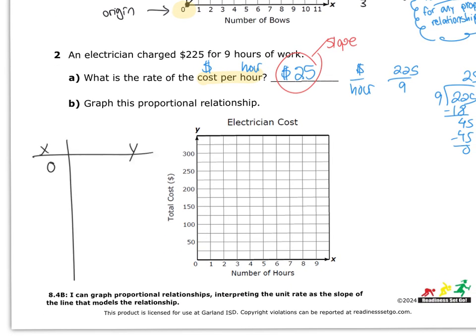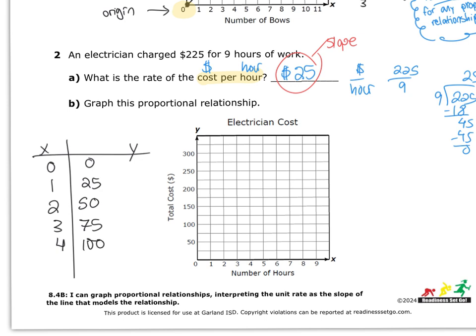So first of all, I always want to encourage you to start with 0. 0 times 25 is 0, so 0 hours of work should cost $0, right? If the electrician doesn't come to your house, it doesn't cost anything. Okay, 1 hour of work, well, that's going to be 1 times 25. That's 25. 2 hours of work is going to be 50. 3 hours of work is going to be 75. And I'm just multiplying by 25 here, right?